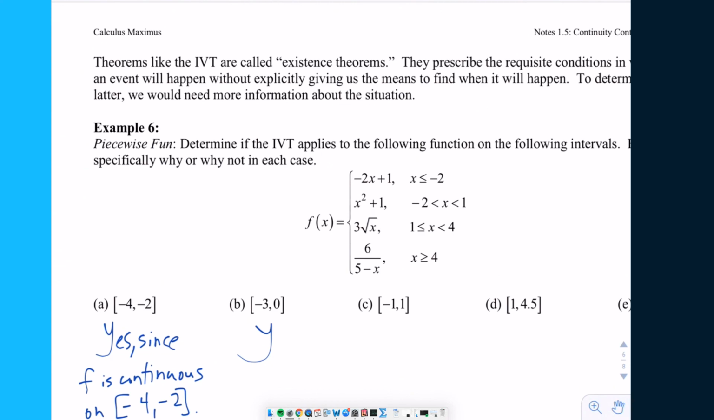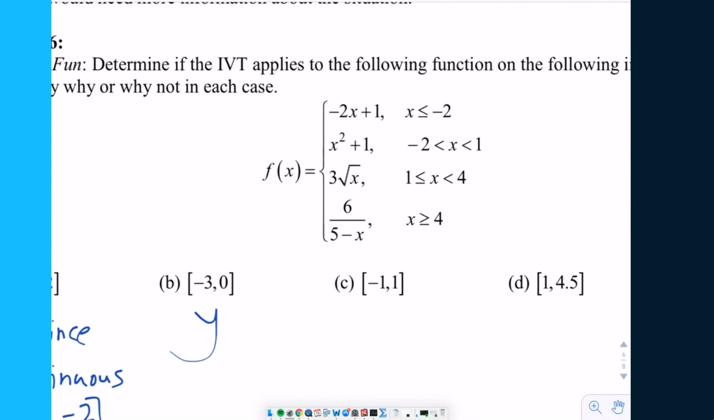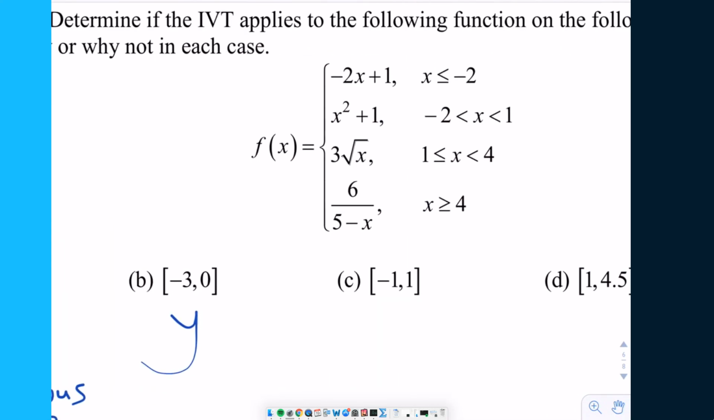Look, it's asking from -3 to 0, and x squared applies from -2. 0 is going to be in between -2 and 1. So it should be fine from -2 to 0, and it should be fine from -3 to -2. We just need to check at -2. And since the limits were the same, it worked.